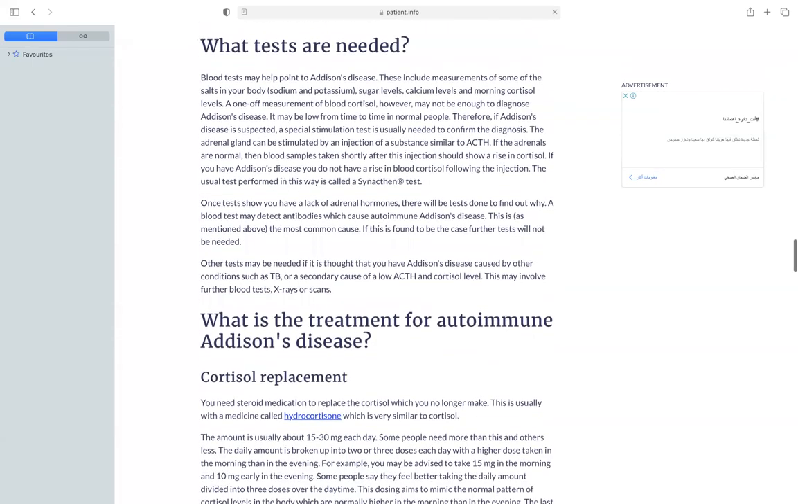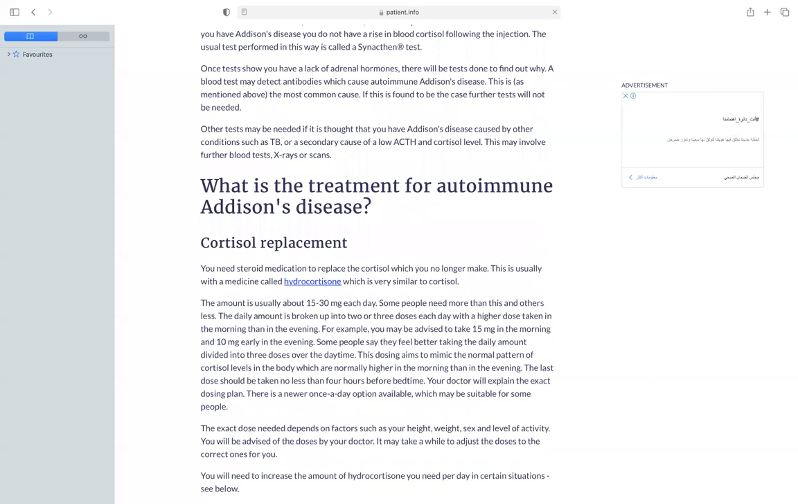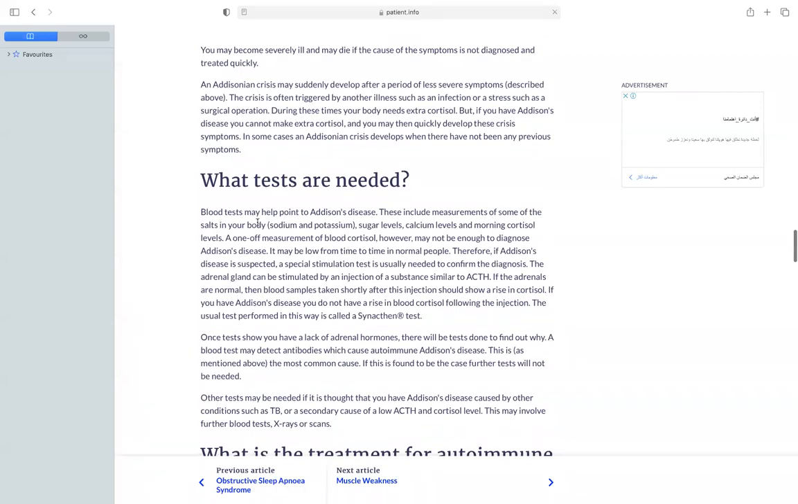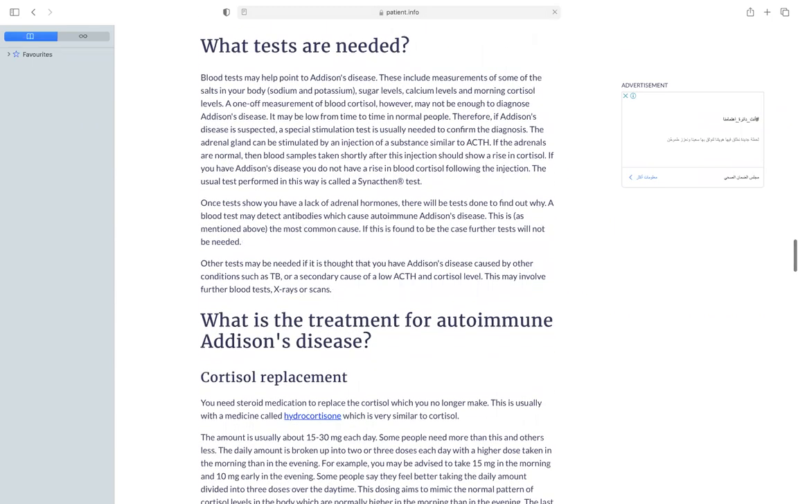I think this article is like a leaflet for laymen, but still it can give some information for us. Blood tests may help to point to Addison's disease. These include measurements of some of the salts, that is sodium and potassium, sugar levels, that is glucose, calcium, and monitoring cortisol levels. A one-off measurement of blood cortisol, however, may not be enough to diagnose Addison's disease. So you have to go for this synacthen test, which we all know about and you can read about.